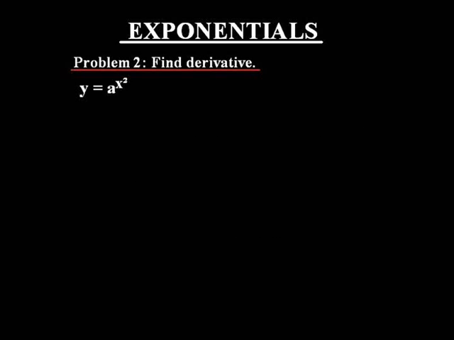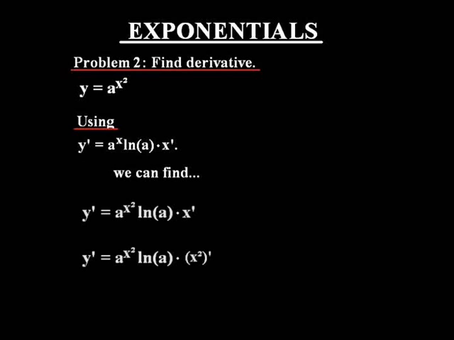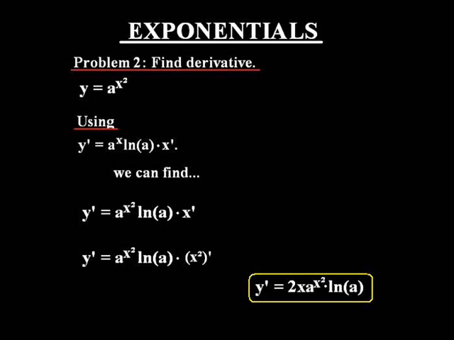Problem 2. Find the derivative of y equals a to the exponent x squared. Things aren't getting much more difficult at this point, as long as you followed through the polynomials section. So using the derivative of y prime equals a to the exponent x times ln a multiplied by x prime, we can find that the derivative is equal to y prime equal to a to the exponent of x squared ln of a multiplied by the derivative of the exponent, and the exponent's derivative happens to be 2x. So the answer is y prime equal to 2x multiplied by a to the exponent x squared multiplied by ln of a. Simple enough. Problem 3.